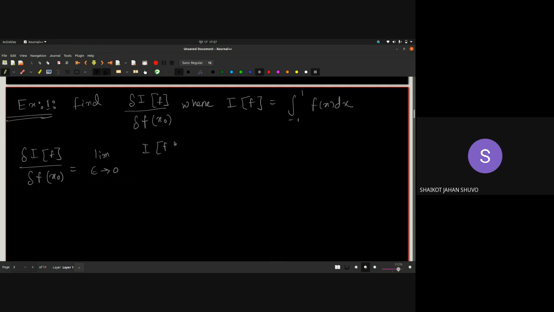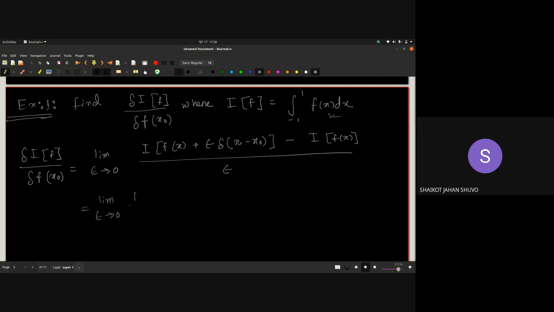Okay, so this is x, our parameter epsilon, then we have delta x minus x0, minus I of f of x. Okay. We have the definition of I over here. Let's use that. Limit epsilon goes to 0, 1 by epsilon, and give some huge second brackets. Minus 1 to 1 f of x dx.